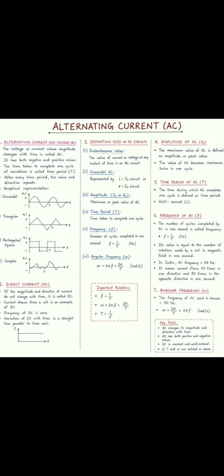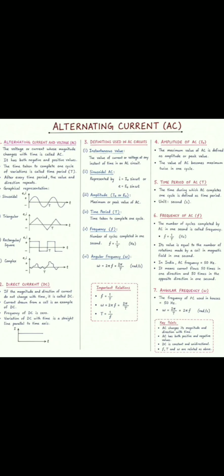Alternating current, AC. Alternating current and voltage means the voltage or current whose magnitude changes with time is called AC. It has both negative and positive values.